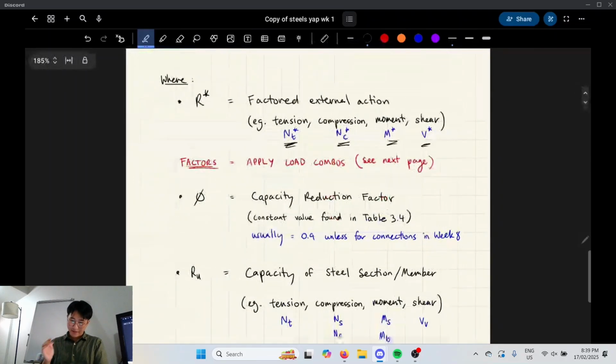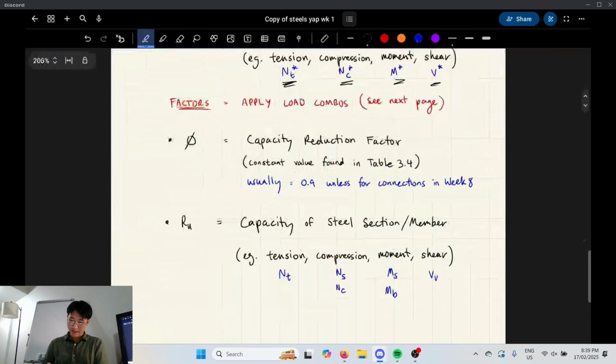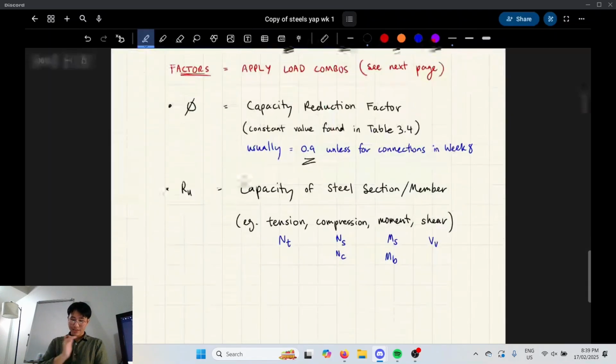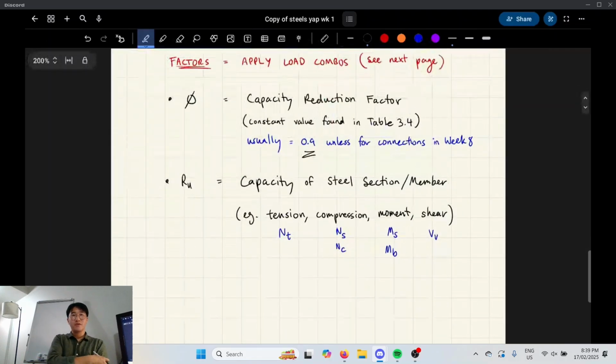Okay, the next thing is the capacity reduction factor. Sorry, it's 0.9. For most of the course, it's going to be 0.9, but for a couple of the weeks, it's not going to be 0.9, so don't get caught off guard by that. It's a lot easier to calculate than how you do it for concrete, essentially.